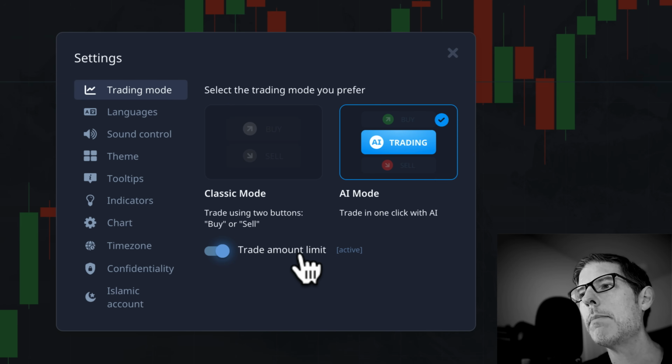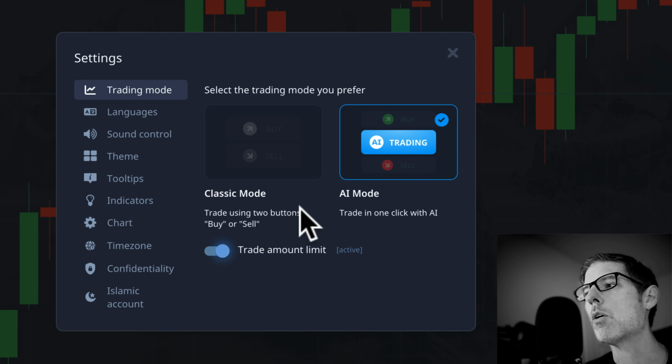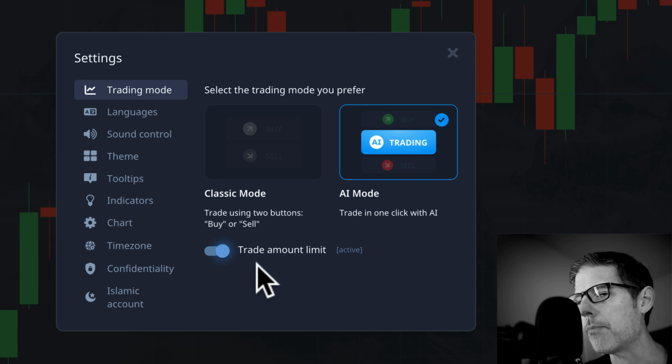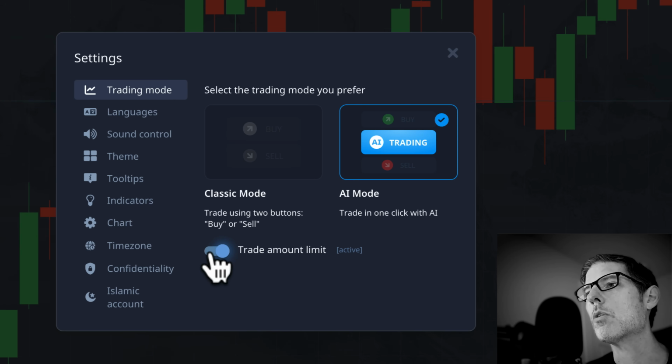Now for trade amount limit, I will have this turned on. This is a protection mechanism that will prevent us from accidentally entering a trade much larger than we want. This will help us prevent a huge loss. There are accidents, there are typos that happen. So just to be safe, I will have that turned on. And that's pretty much all you have to do. Let's click on the X.